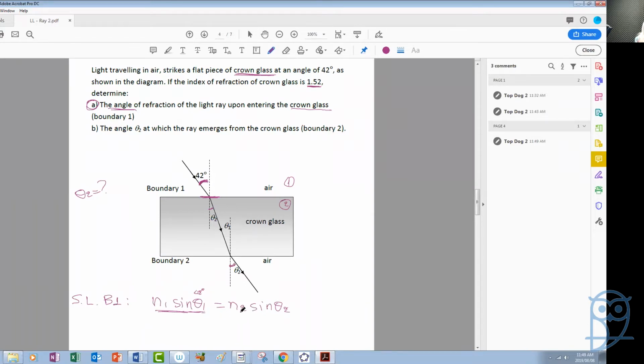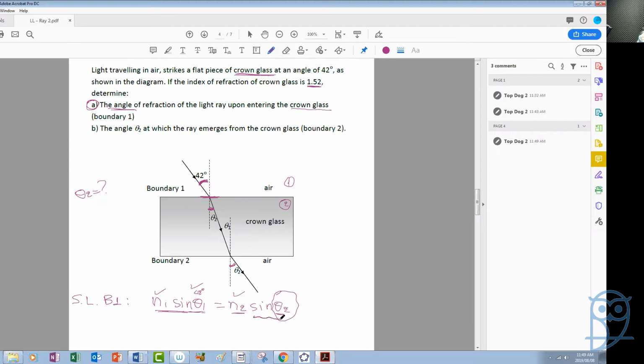Now, what is N2? It's the particulars of the second medium now. So the second medium is this crown glass. N2 is the index of refraction of this glass, which is 1.52. It's given, and θ2 is the angle of refraction, and this is our unknown. So this angle is our unknown, but we know N1, we know θ1, we know N2, so we know 3 out of the 4 variables here. We can find the angle θ2.